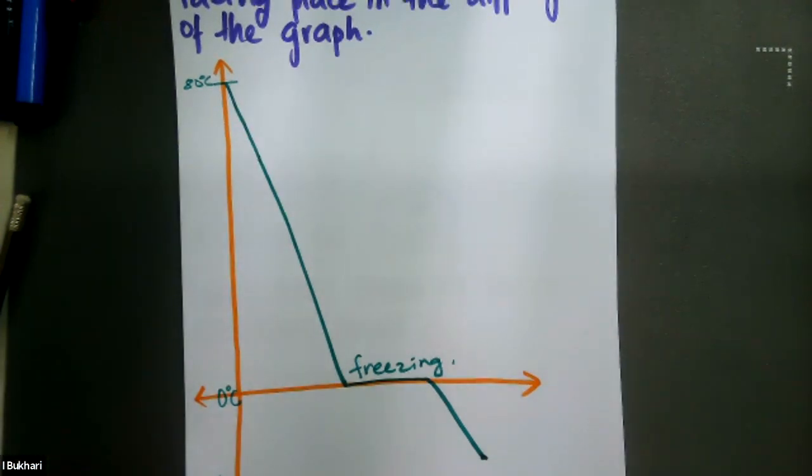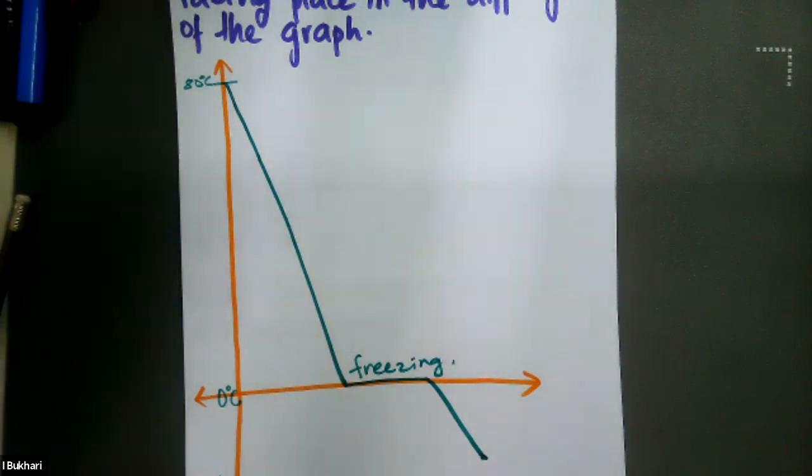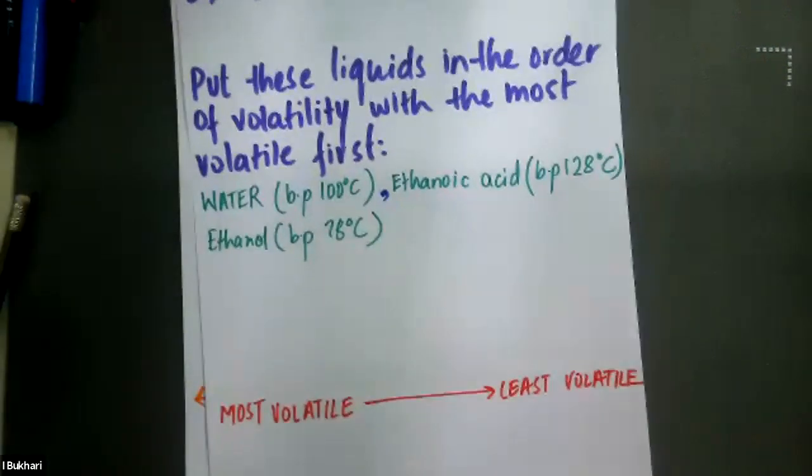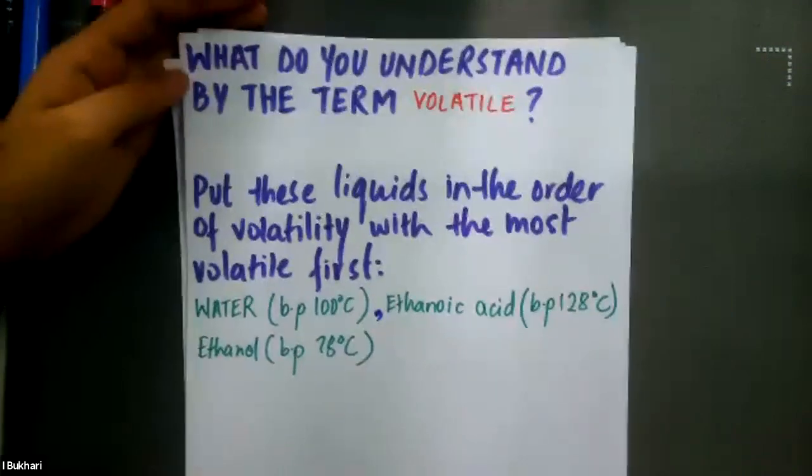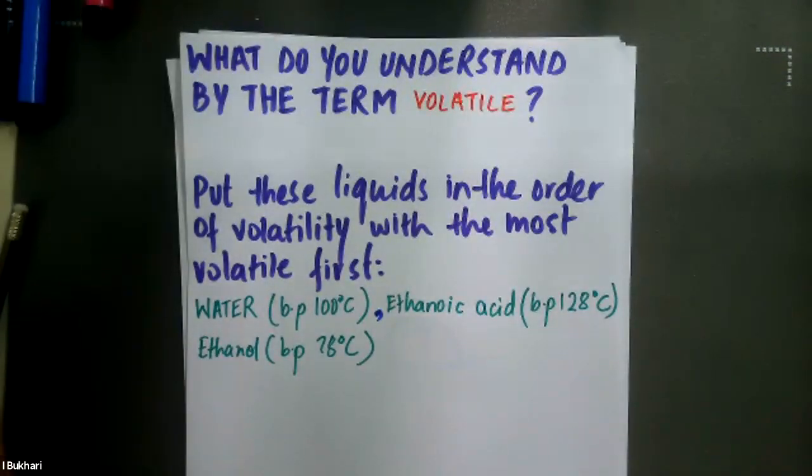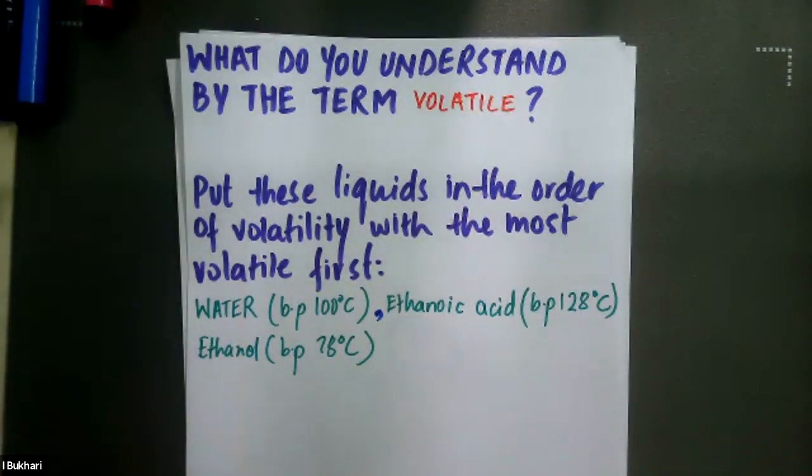Okay, then after this, what do you understand by the term volatile? Momina, you want to do that? Vanya? Okay, Vanya, do you want to do that? What do you understand by the term volatile?